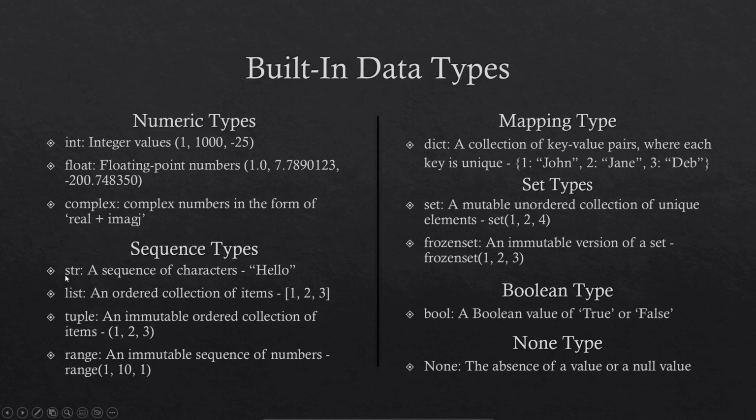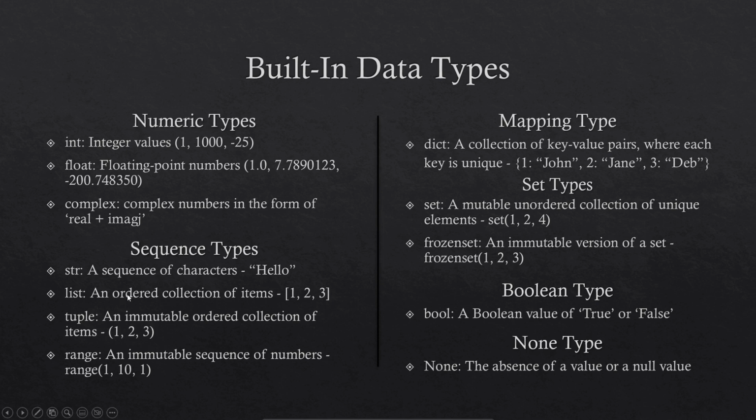Then we have sequence types, which are str, which is short for string, list, tuple, and range. A string is just a sequence of characters, so this right here would just be a sequence of the characters HELLO. A list is an ordered collection of items. You can see here in square brackets, we have 1, 2, 3. Square brackets denote a list in Python.